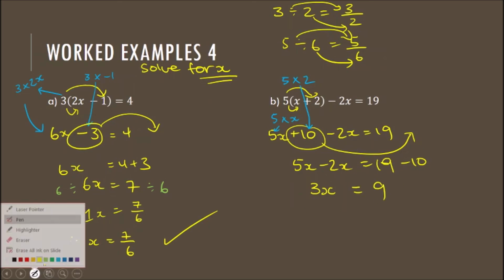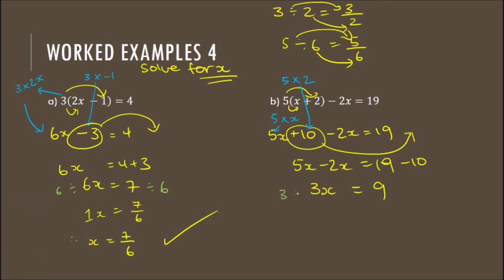So to get rid of the 3, you divide both sides by 3, because you're solving for x, you're not solving for 3x, you're not solving for x squared. So 3 divided by 3 is 1, and 9 divided by 3 is 3. So we don't write 1, do we? No, we just write x equals 3.